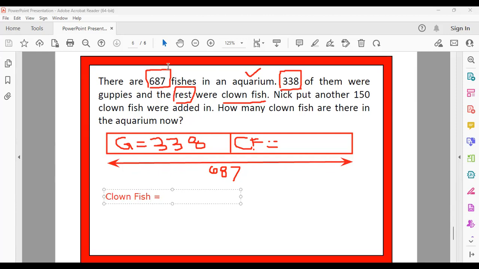Thank you, Sudarshan, for that number sentence. How about, let's ask Famida. How do I get my clownfish, the first part? 687 minus 338. Very good. 687 minus 338. Good. That gives you the beginning part of the story.